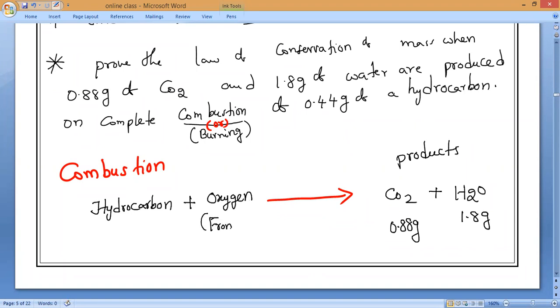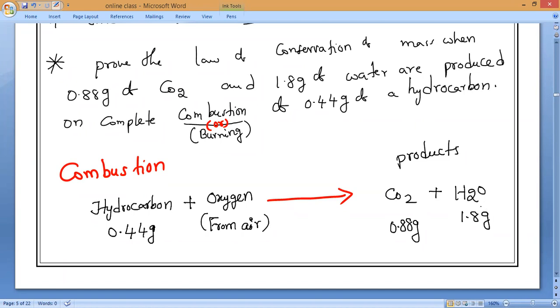Where will it come from? From air. Understand, Gokul? Everyone, any doubt, please respond. Clear? So if you notice here, what is the hydrocarbon mass? Check the question and tell me. 0.44 grams. So now if I burn 0.44 grams of hydrocarbon, I am getting 0.88 grams of carbon dioxide and 1.8 grams of water.